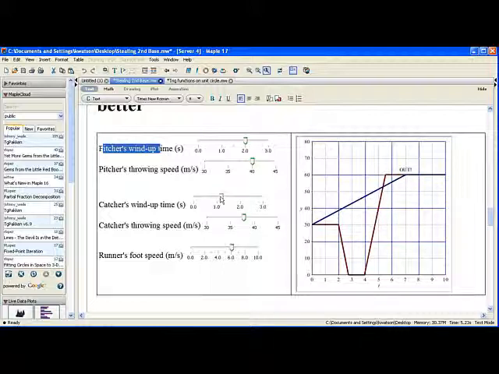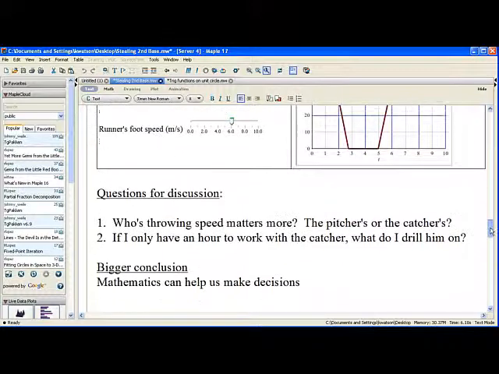However, if I change the catcher's wind-up time, I can drastically change the time at which the ball will arrive at second base, which tells me as a coach that the catcher's wind-up time is much more important in determining whether the runner's out than the throwing speed. I can't do anything about the runner, but I'm just going to assume he's at a constant, let's say 6 meters per second. So what would I tell my kids?